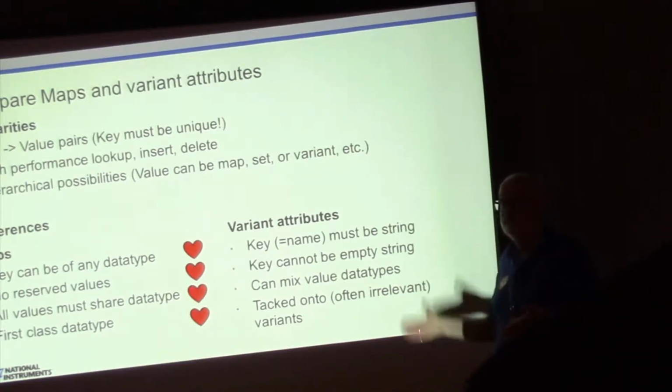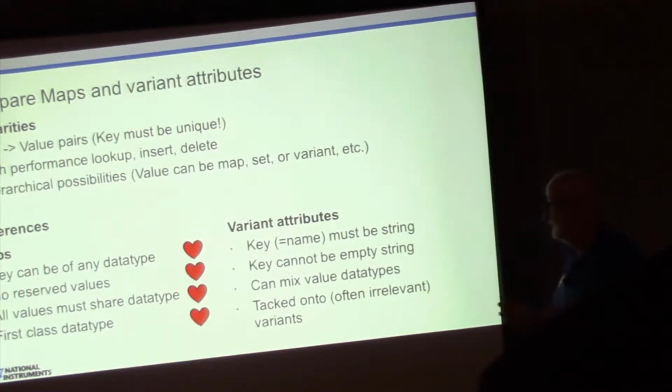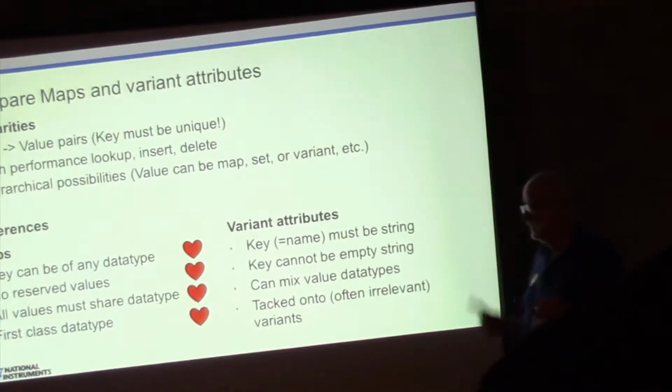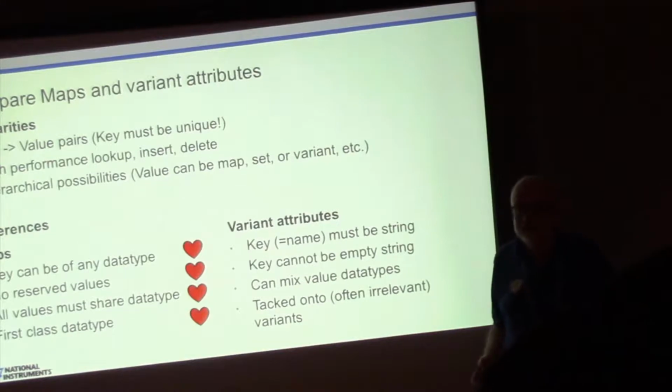Maps don't have any reserved values. Anything can be a key. Variant attributes, that's relatively dangerous. The key cannot be an empty string. You get an error if the key is an empty string because it's a sentinel value. If you get all keys internally, I think it uses an empty key and then it does something else.